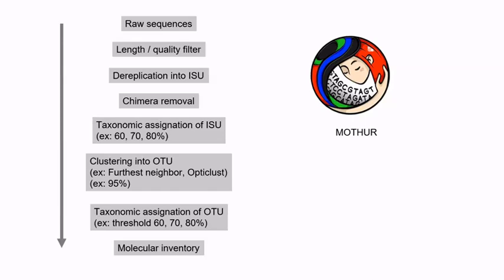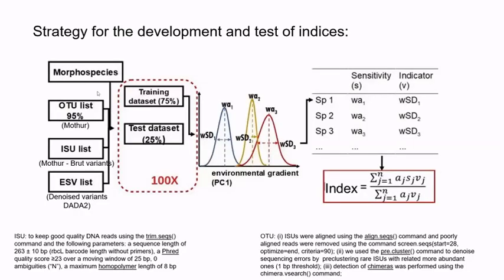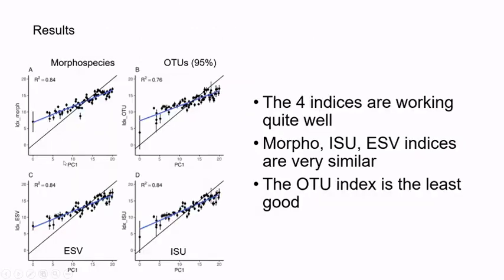Is it clear? Okay. So he made these different indices based on morphological data, OTU, ISU, ISV. Here are the results. What you can see on each horizontal axis is in fact the pollution gradient. It's based on nutrients and organic matter, a mixture of that. And on the vertical axis, you have the index: the index for morphospecies, for OTU, for ISV, so DADA2, and ESU.